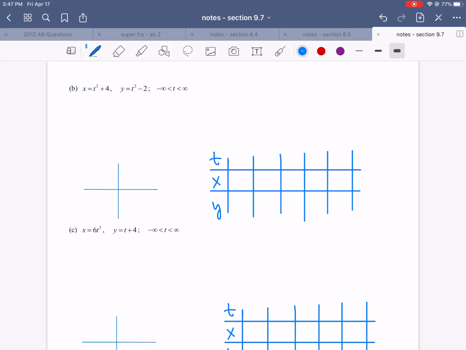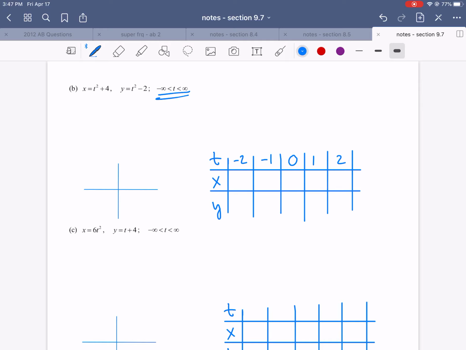Okay, letter B, again, I've already got this table of values and a little tiny graph set up here. So we've got x is equal to t squared plus 4, y is equal to t squared minus 2. And this time, t is changing from negative infinity to positive infinity. So what I'm going to do here is I'm going to try to stay around the origin. And so I'm going to have 0 here. I'm also just going to put some numbers that are close to 0 on the left and some numbers that are close to 0 on the right-hand side as I do this.